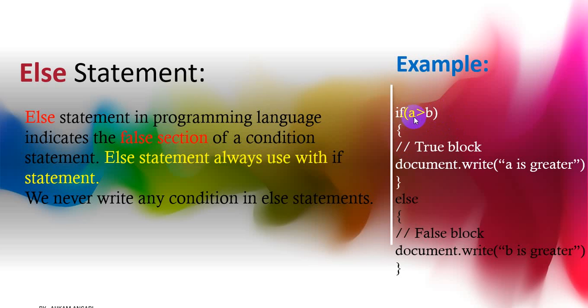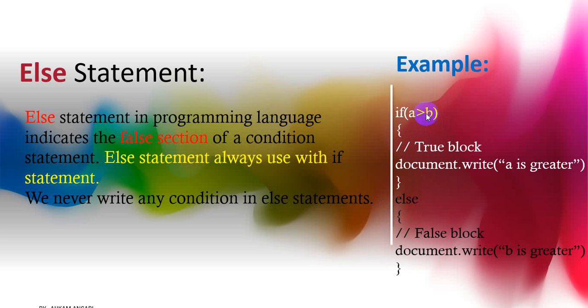So here, if you put a equal to 10 and b equal to 20, this will give a false result, because a is not greater than b: 10 is not greater than 20. So it will directly switch to the false section, that is, it will come inside the else section. Are you getting my point?